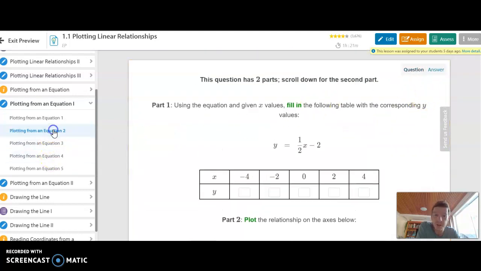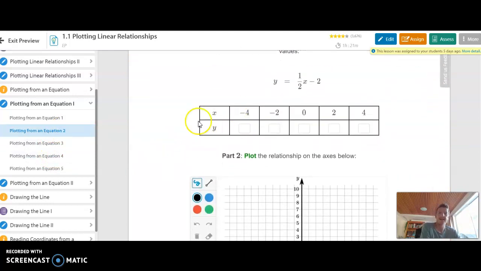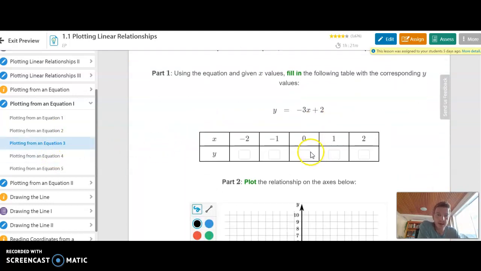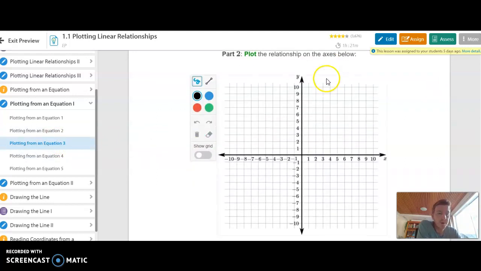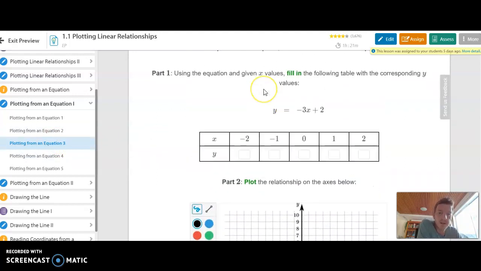So that's me just doing one question. I'll do one more. Let's see. Here we go. Negative 3x plus 2. When we get to negative gradients, it's a bit trickier, but it's the same process.